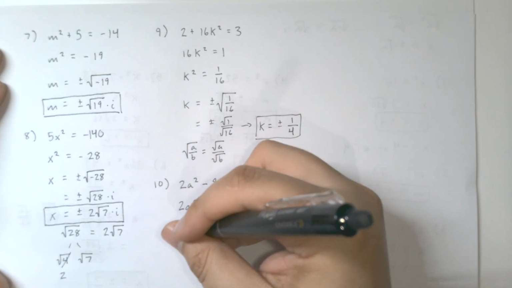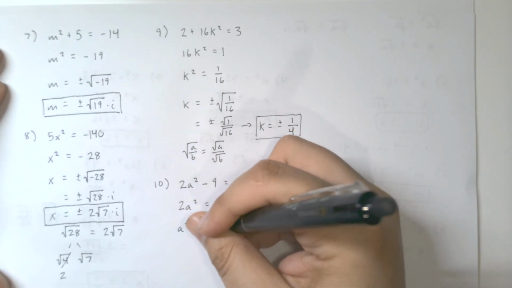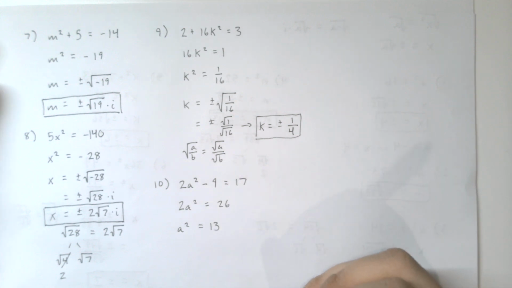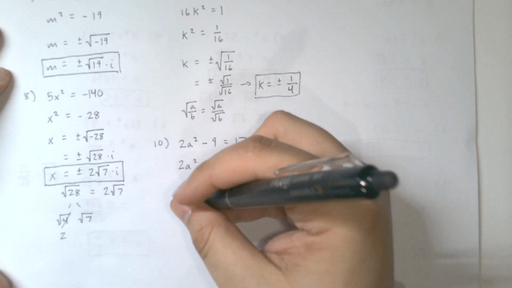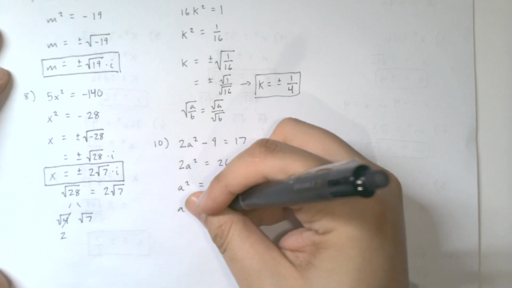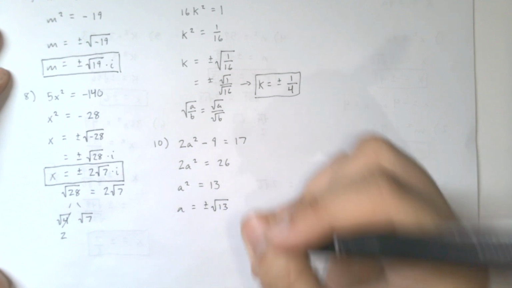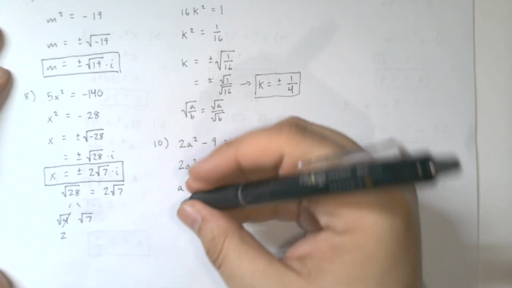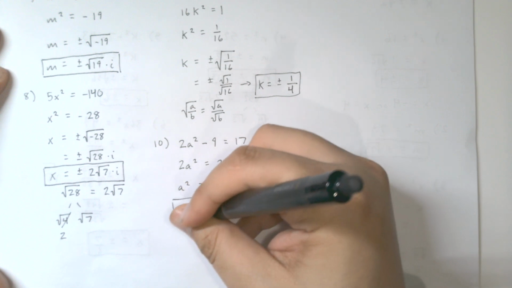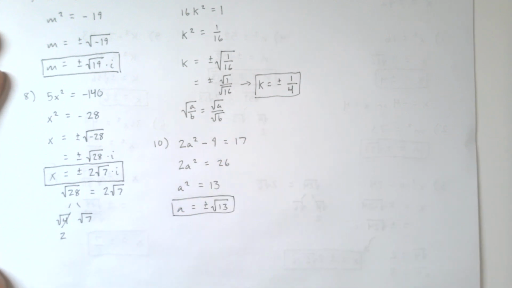Divide by 2 on both sides. And we have a squared is equal to 13. Take the square root of both sides. We have a is equal to plus or minus the square root of 13. And since 13 is a prime number, we can't simplify that any further. And so we have our final answer.